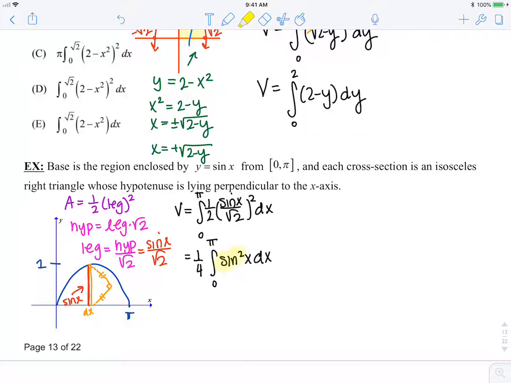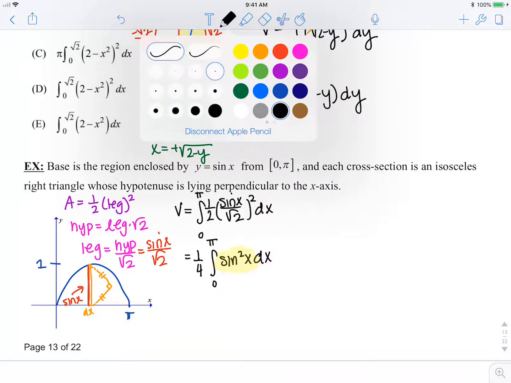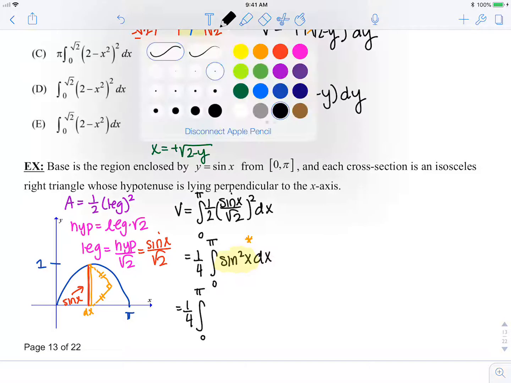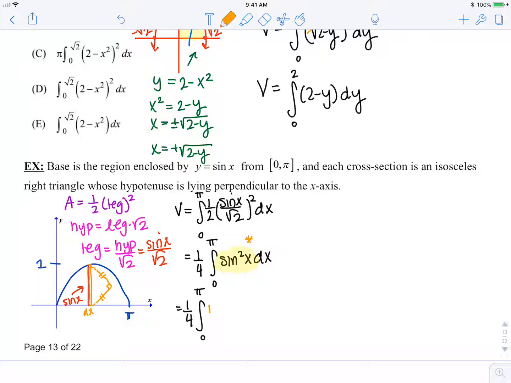I picked this example on purpose because whenever you're integrating sine squared or cosine squared, you will need to use a special trig identity. So this is equal to 1/4 integral from 0 to pi, and sine squared x is 1/2 minus cosine 2x dx. And cosine squared is the same except you're adding.